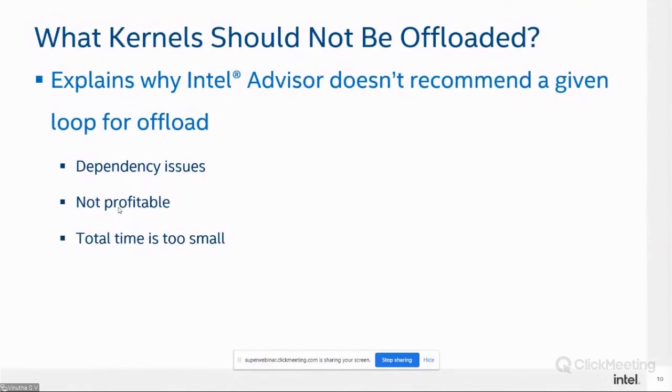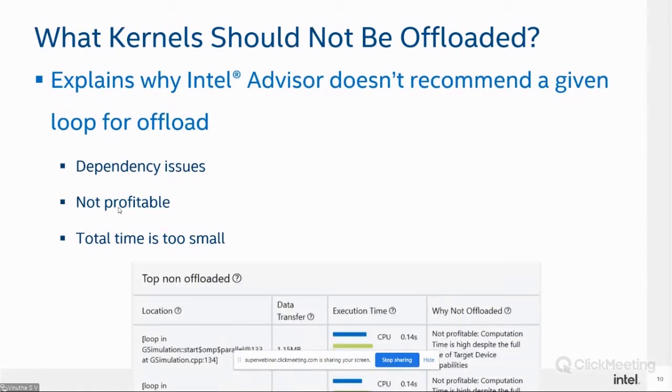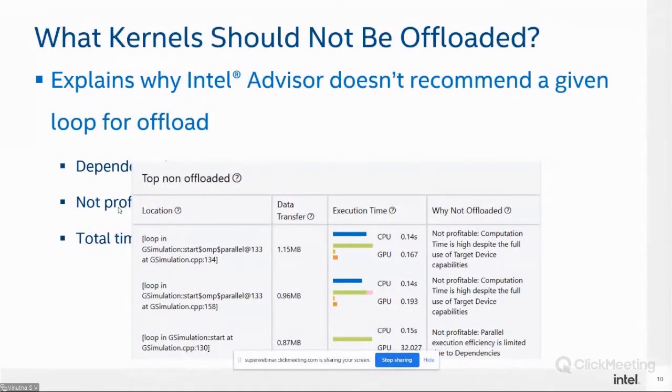Okay, similar to offloaded regions, there is also a non-offloaded regions section or tab. This captures all the different non-offloadable regions that it has identified, along with the reasons why they cannot be offloaded. For example, in some loops there might be a dependency issue. So it decides that if it cannot be executed in parallel, it's of no use running on GPU.